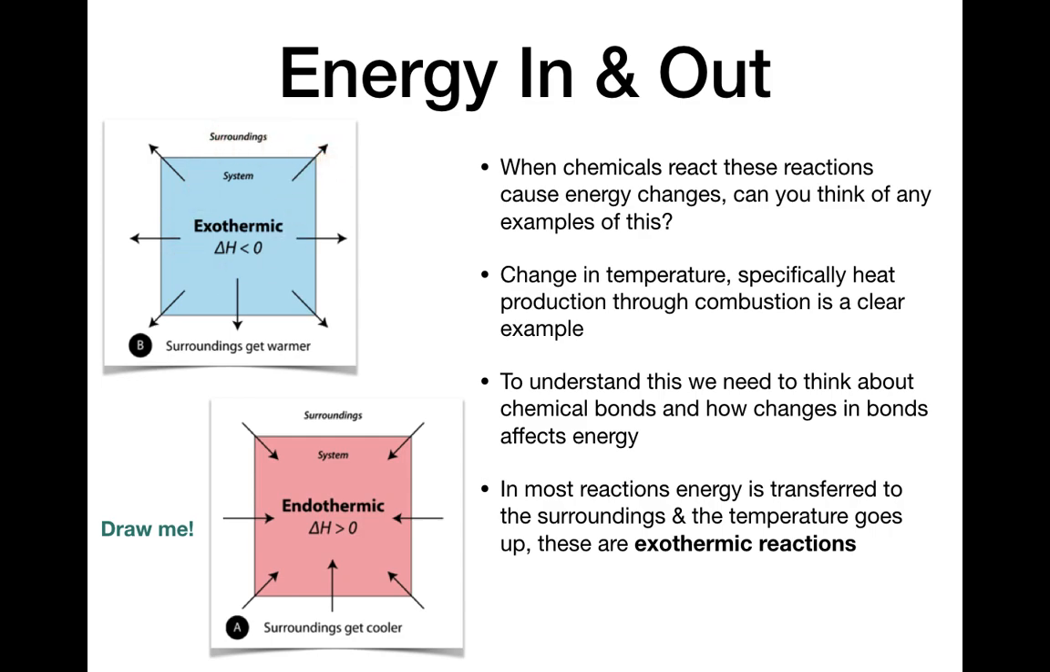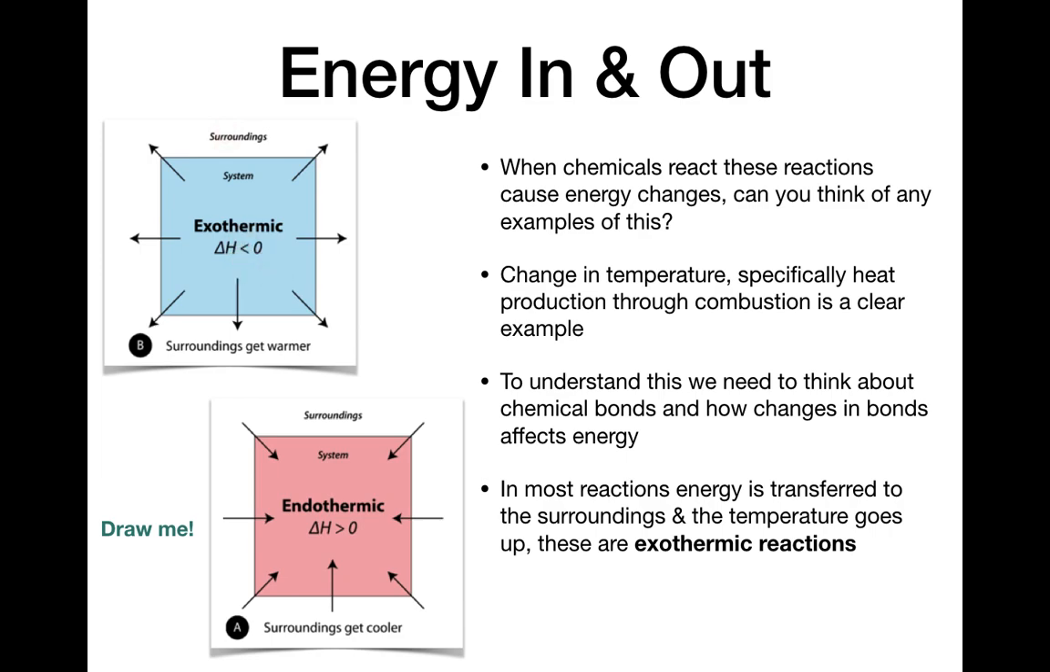The box represents the system. Could be like the test tube where the reactants are happening, and because it's going to be losing heat to the surroundings, it's exothermic because the prefix ex means leaving, or outside. So from the system in the blue box to the surroundings. And that means the delta H value is less than 0.